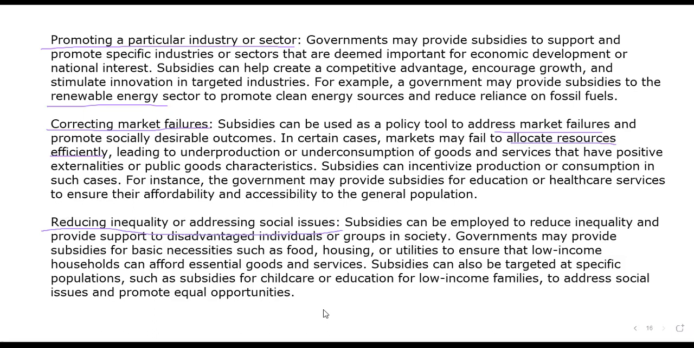Government also may increase or reduce subsidies when they are addressing social issues. For instance, subsidies can be employed to reduce inequality, to support disadvantaged individuals in society, like the disabled, or children, or the girl child. Government may provide subsidies for certain basic needs like food, housing, sanitaries, and access to education. So when they want to reduce inequality and address certain social issues, subsidies may come in place. Are we together?